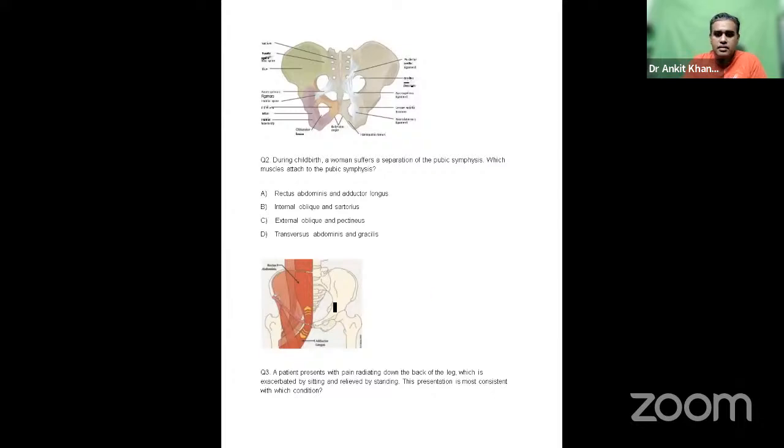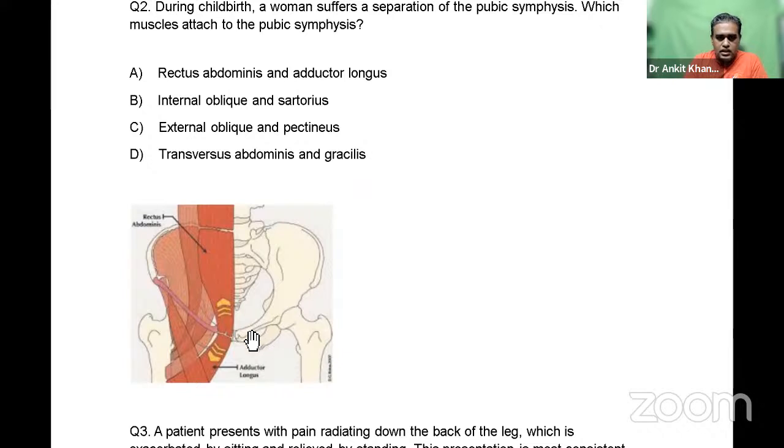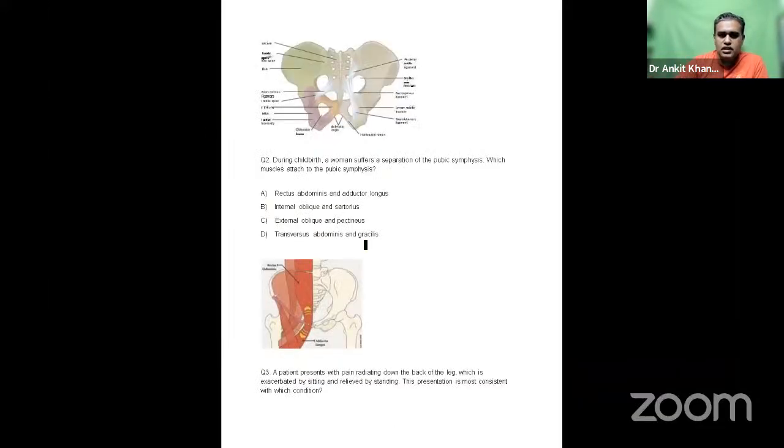Let us see it with an example of an image here itself. Have a look at the image. This is the pubic symphysis over here. This is the rectus abdominis muscle, going from the pubic symphysis or pubic crest above into the lower ribs. The rectus abdominis is definitely attached. And you can see this adductor longus muscle going to the medial compartment of the thigh. So option number A will be our answer for this particular question. It is rectus abdominis and adductor longus.